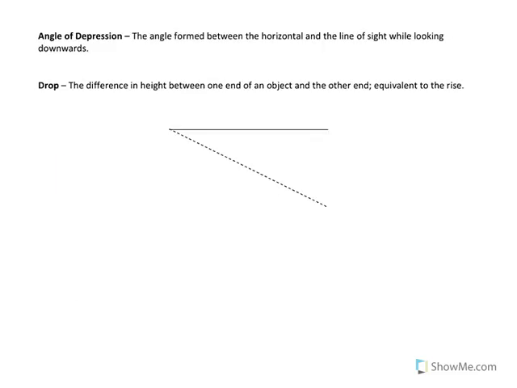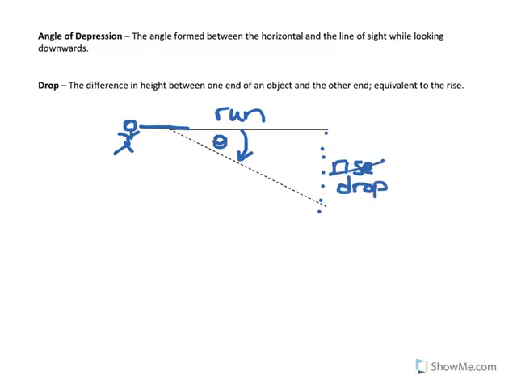Angle of depression is quite similar. So if you're standing and you are looking, this is your eyesight, there's a horizontal. Angle of depression is calculated from looking down towards an item. So it's still going to have a rise over your run. It's not going to make a difference. Instead of calling it the rise, though, we call it the drop. That's just the word for when it's going down.